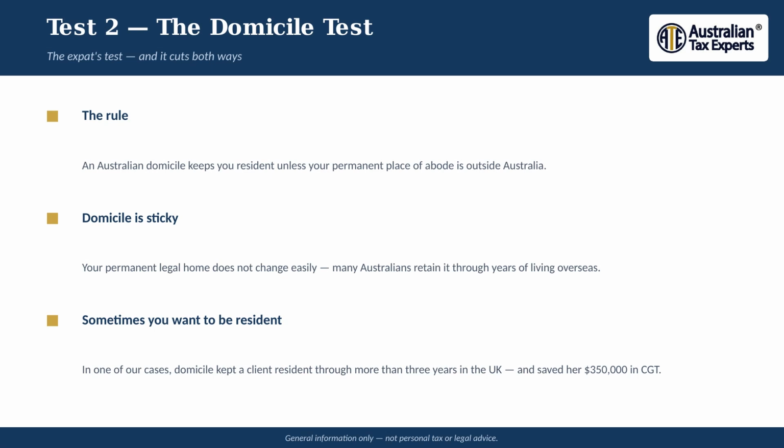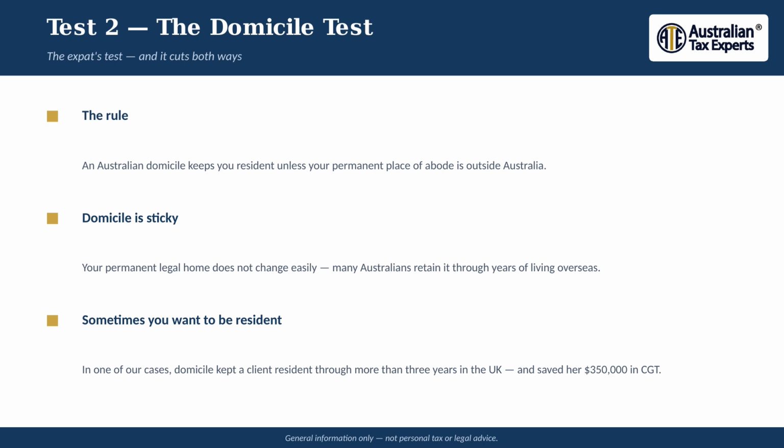Test 2 catches the people Test 1 releases, the domicile test. Even if you no longer reside in Australia, you remain a tax resident if your domicile is here, unless your permanent place of abode is outside Australia. Domicile is a legal concept, the country you regard as your permanent legal home, and it is sticky. A person born in Australia generally keeps an Australian domicile through years, sometimes decades, of living overseas, unless they take deliberate steps to adopt a new one.